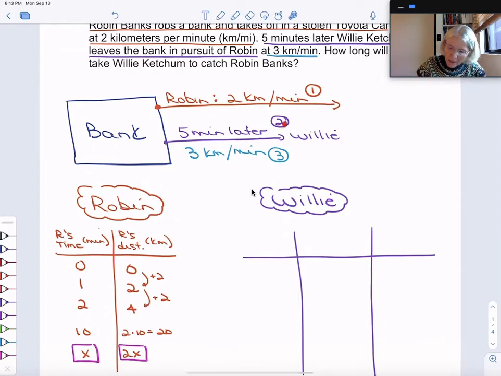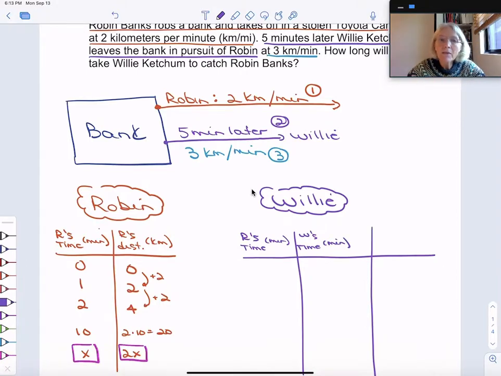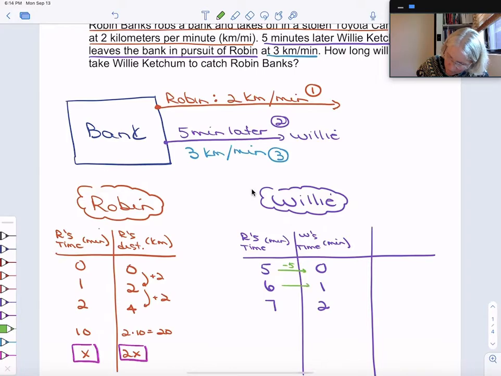Okay, for Willie. Willie's interesting. Willie has 2 patterns. The first pattern is between Robin's time and Willie's time. So we're first going to input Robin's time in minutes, and then output Willie's time in minutes. Willie doesn't even get there till Robin's been driving 5 minutes. So after 5 minutes, Willie's been driving 0 minutes, and he's at the bank. After Robin's been driving 6 minutes, Willie's been driving 1. And after 7, Willie's been driving 2. So it's a very simple pattern. Every time we start with Robin's time and subtract 5 minutes. So if Robin has driven x minutes, Willie's driven x minus 5 minutes. Awesome.